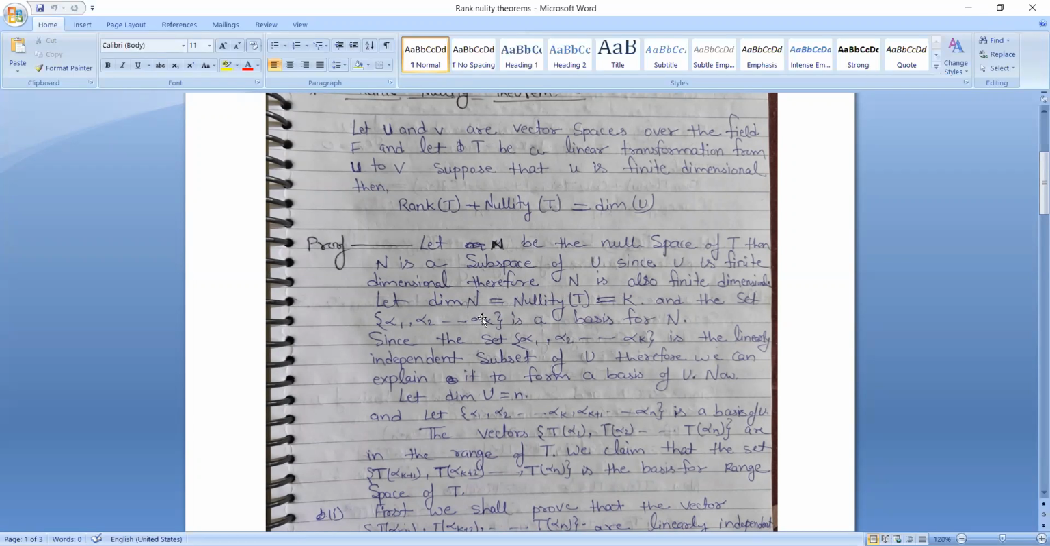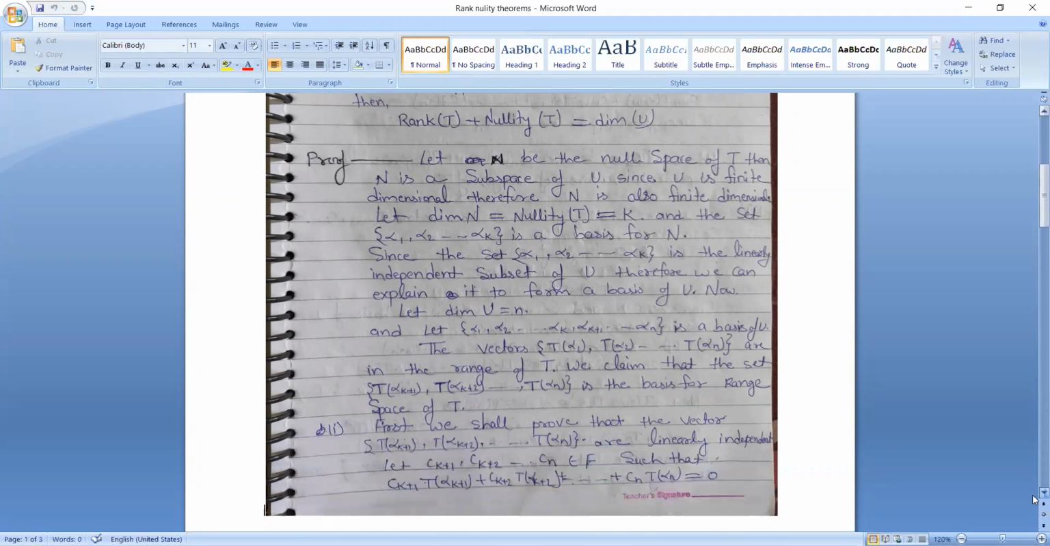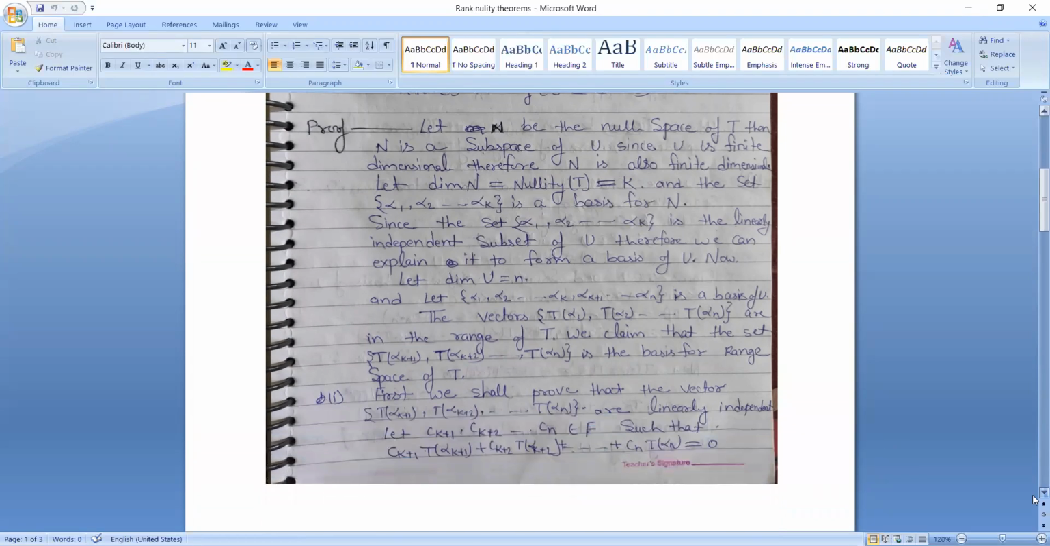Let dimension N is equal to nullity of T is equal to k, and the set alpha 1, alpha 2 and so on alpha k is a basis for N. Since the set alpha 1, alpha 2 and so on alpha k is a basis for N, it will be a linearly independent subset of U. Therefore, we can extend it to form a basis of U.